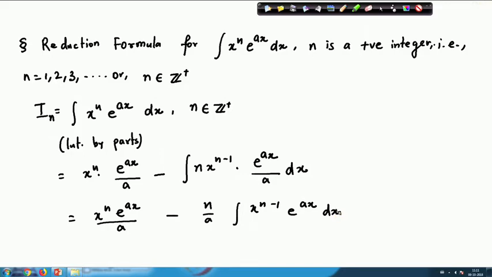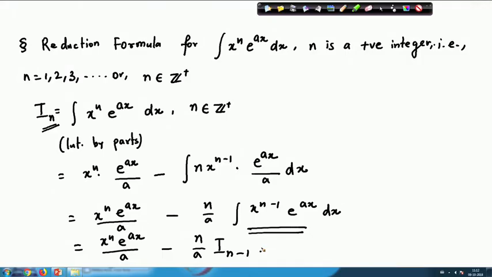Now if you see this term here, this is nothing but I subscript n minus 1. If I take n minus 1 in place of n, then this formula is basically the integral of x to the power n minus 1 times e to the power ax dx. So that means this will be equal to x to the power n e to the power ax by a, minus n by a, I subscript n minus 1.